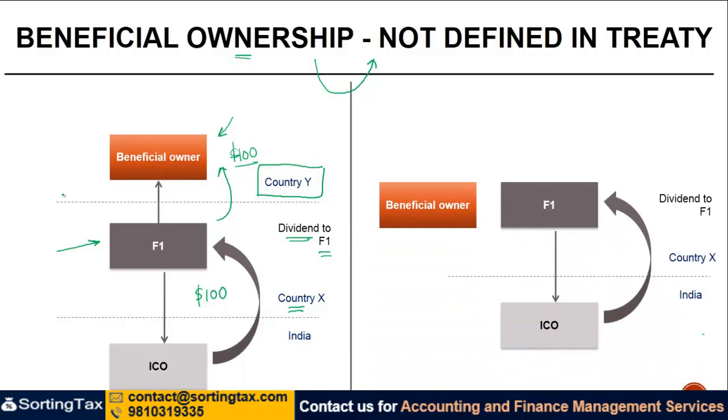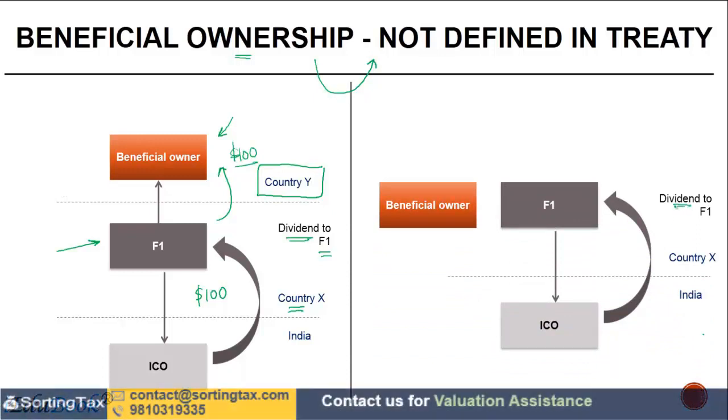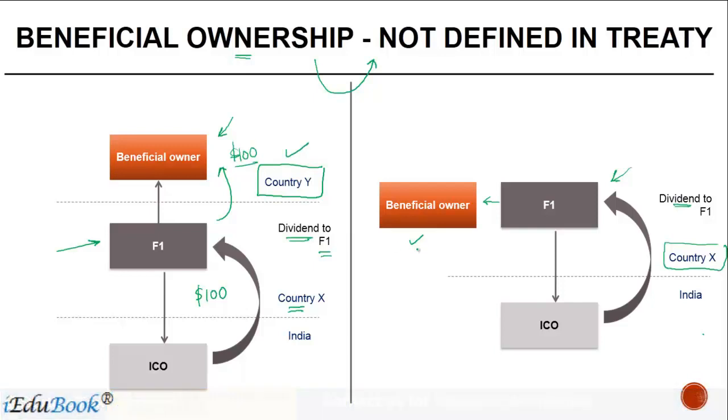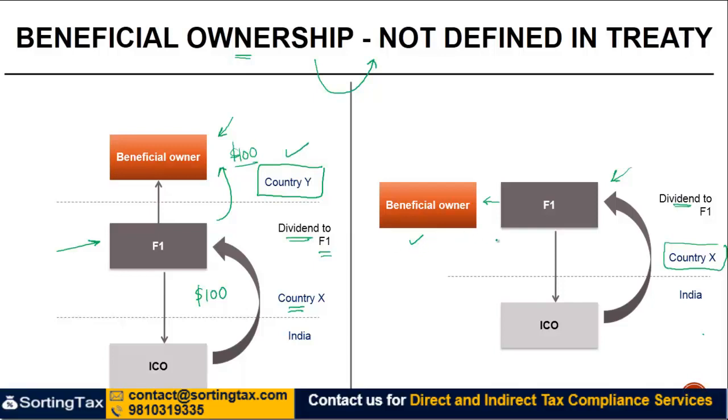Second is, if an Indian company makes over a payment of dividend to foreign company, F1, which is a resident of country X. Again, F1 also is not the beneficial owner. The beneficial owner is someone else, but the difference is that instead of being a resident of a different country, here the beneficial owner himself is a resident of country X. In such a case, the provision of the India and country X treaty can be considered as applicable.